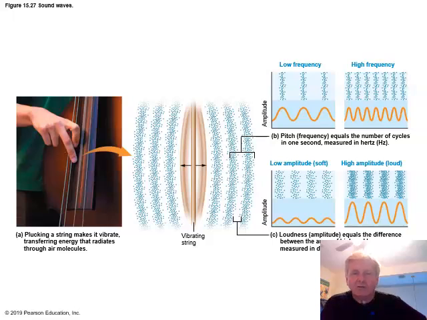So your pitch or frequency equals the number of cycles in one second, measured in hertz. Low frequencies and high frequencies are what we call pitches of sound. Amplitude, or loudness, equals the difference between the high pressure areas and the low pressure areas. That's measured in decibels, and you can see this in figure C.